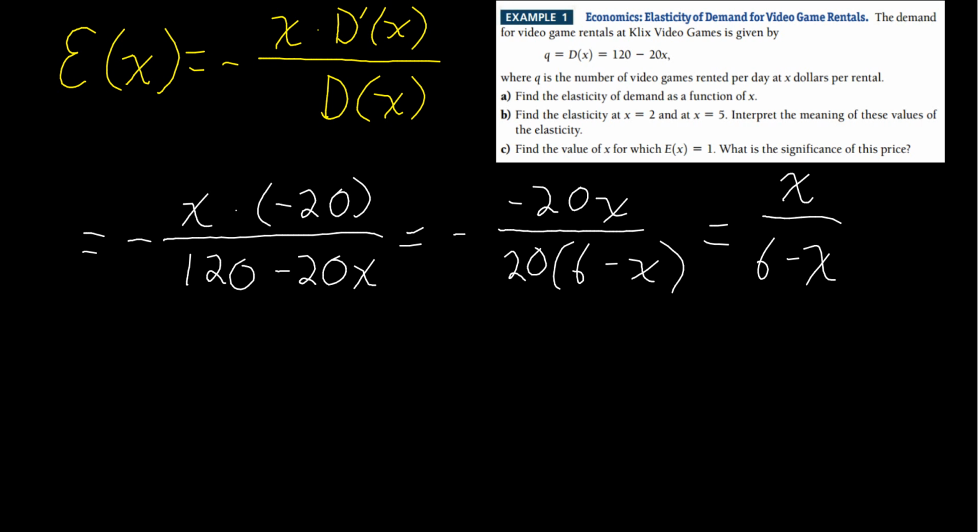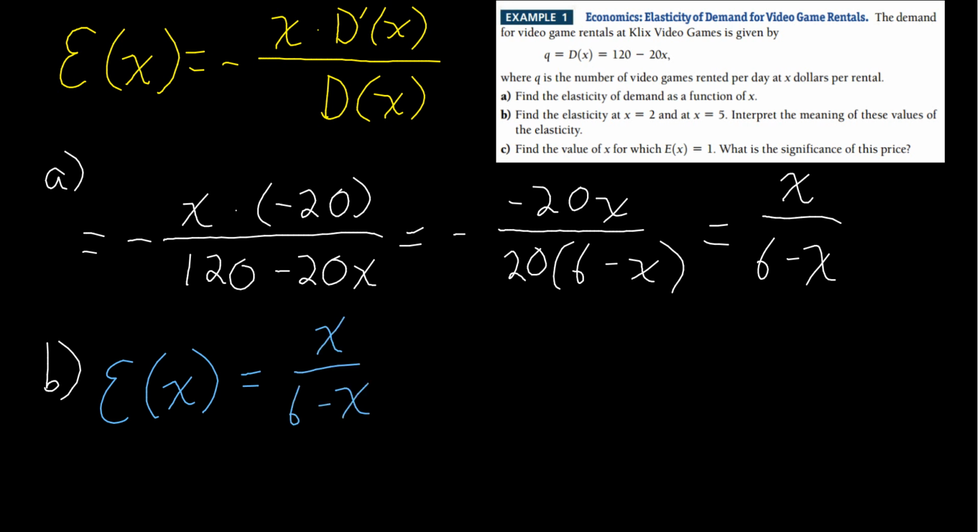Okay, and that is A. That is the elasticity of demand. Okay, so B. B is find the elasticity at x equals 2 and at x equals 5. Interpret the meaning of these values of the elasticity. So my elasticity function is, let's put this in blue, E of x is equal to x over 6 minus x.